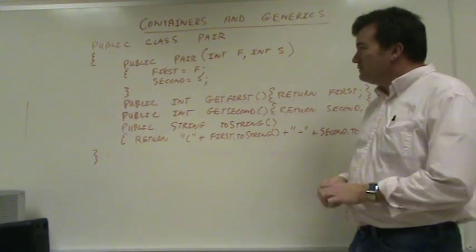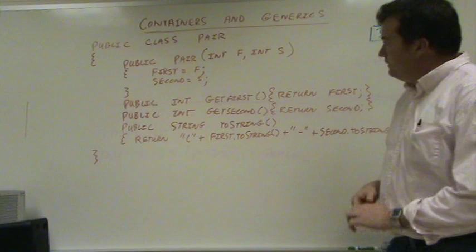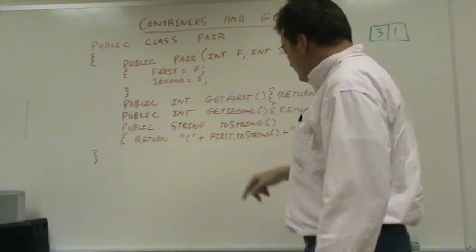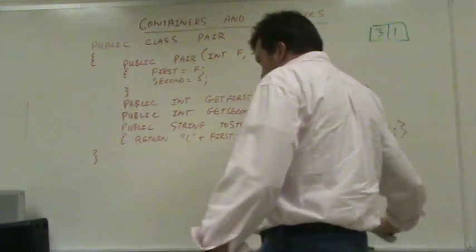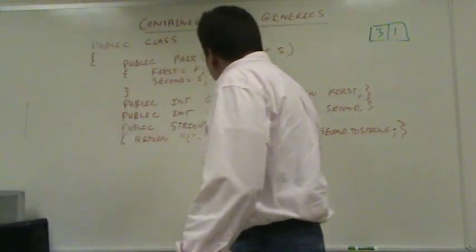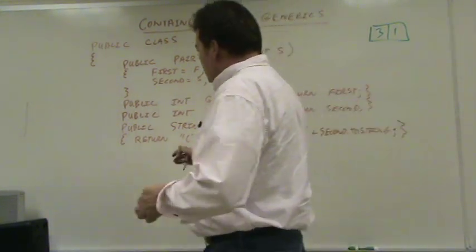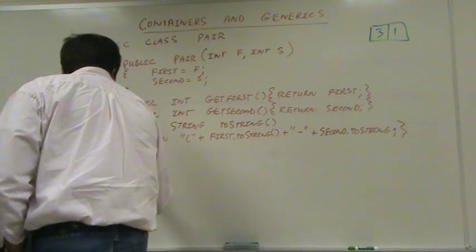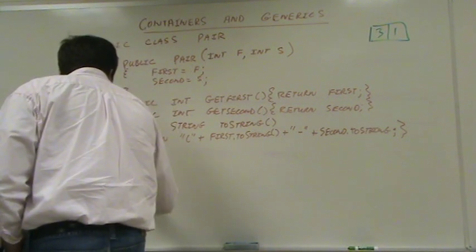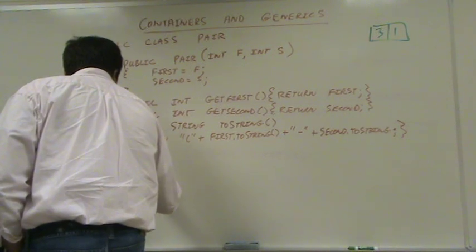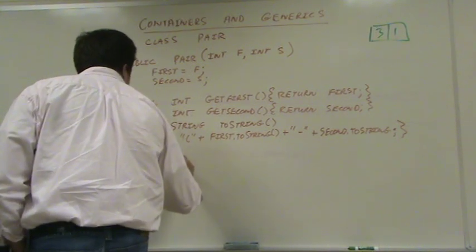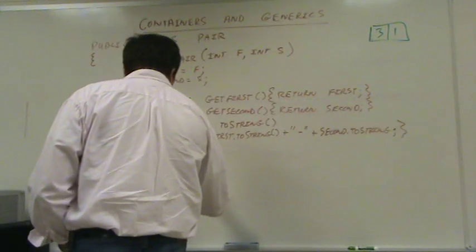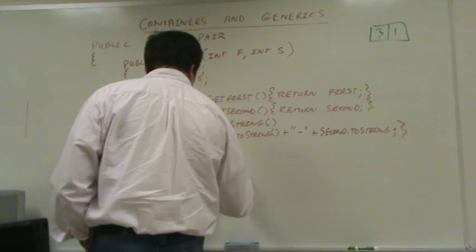So, can you think of anything, just off the top of your head, how we could do this? I want to get rid of the integers. I guess I need to finish this class, I guess I need a first and a second field. And the fields are generally private, so I'll do this. Private integer first.